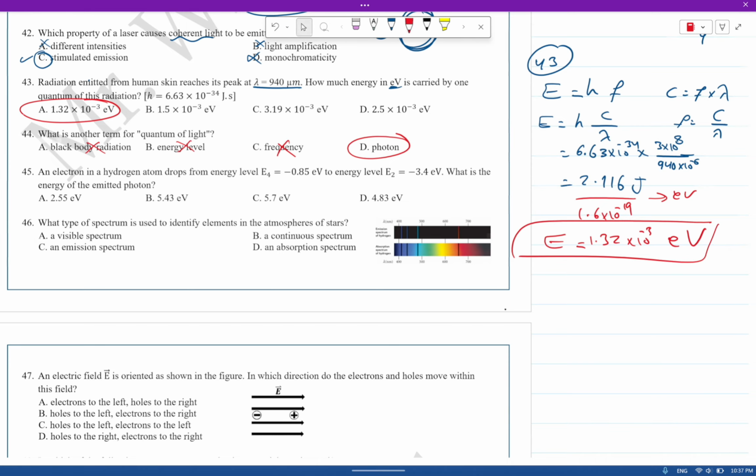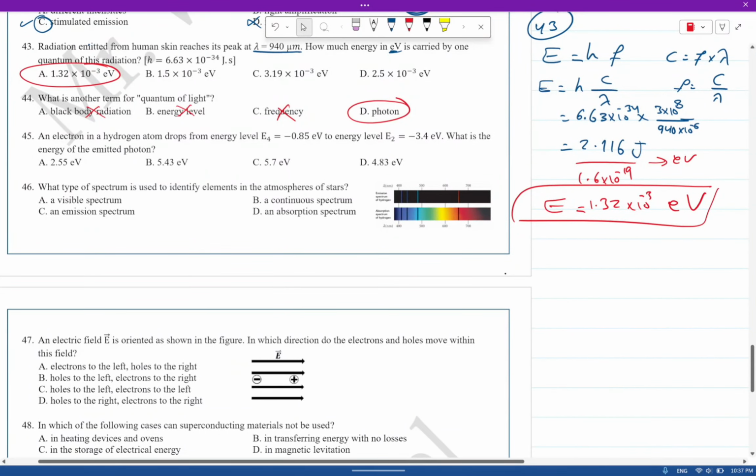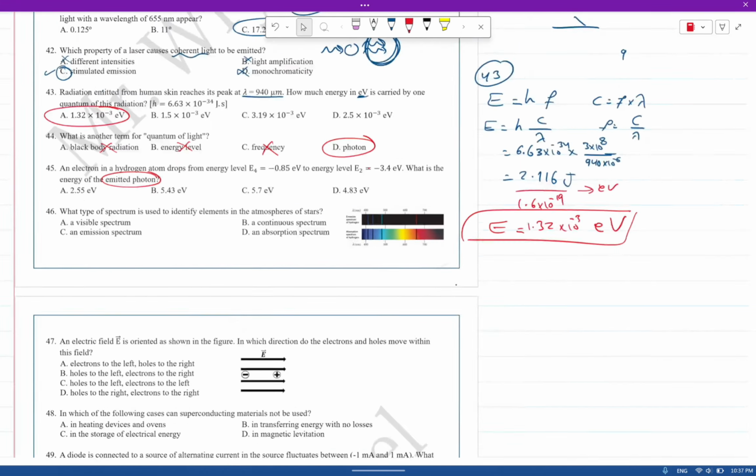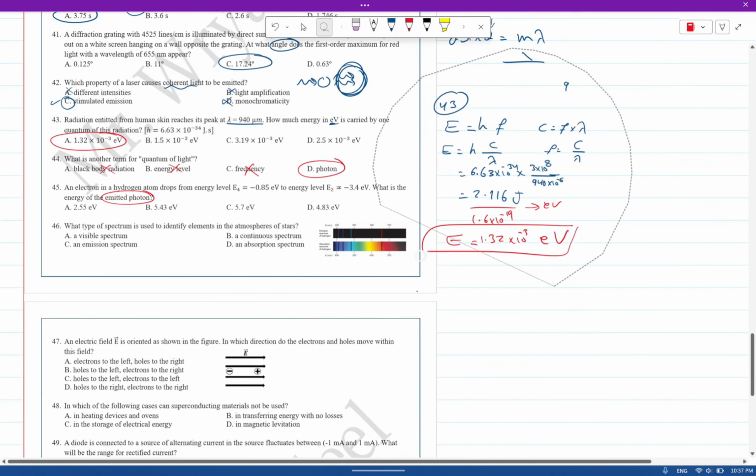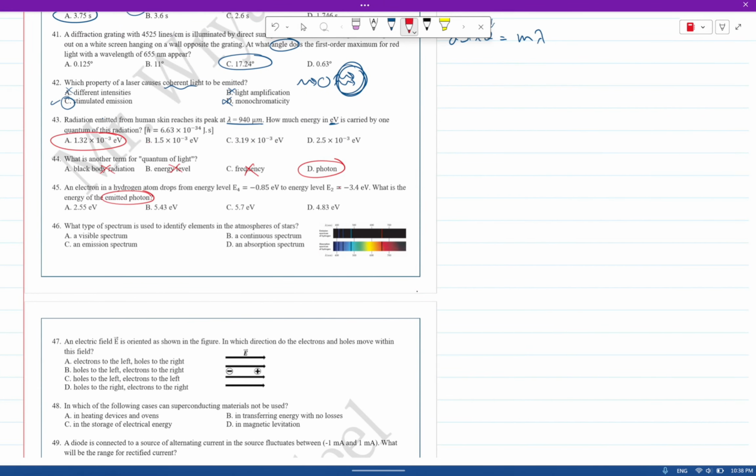Question 45 says, an electron in a hydrogen atom drops from energy level E4, which is negative 0.85 electron volt, to energy level E2, negative 3.4 eV. What is the energy of this emitted photon here? Okay, so let's do this one too. That is question 45.